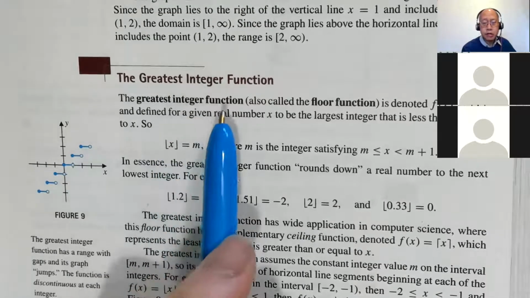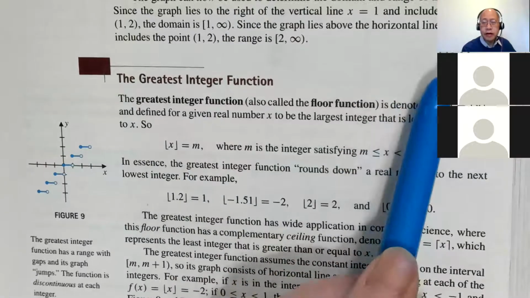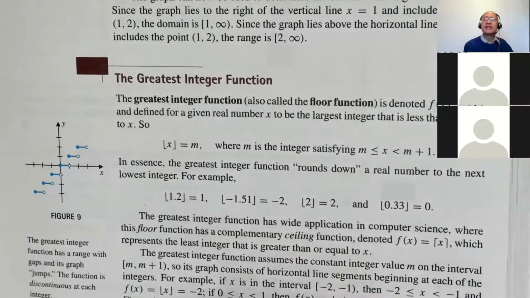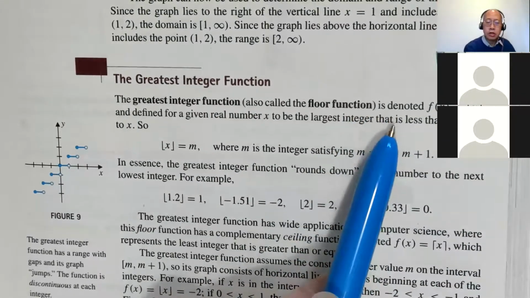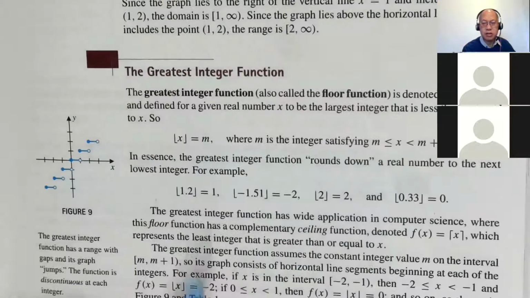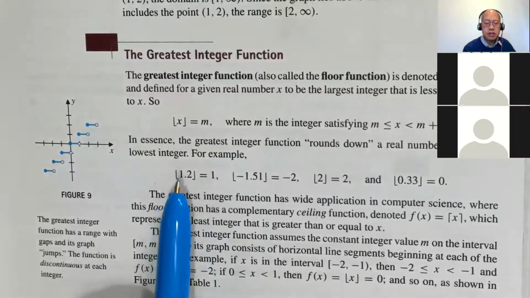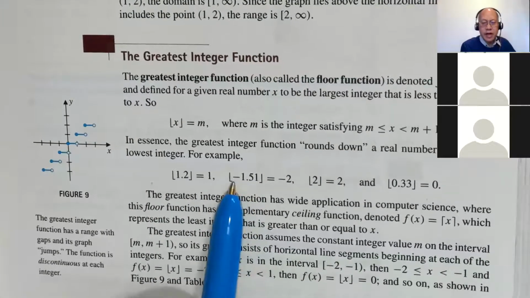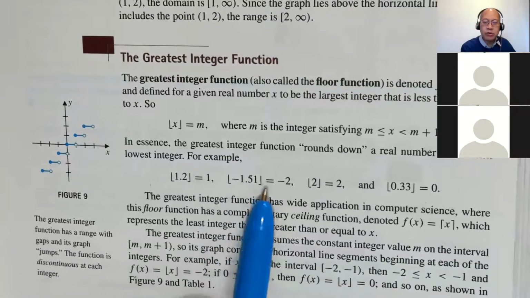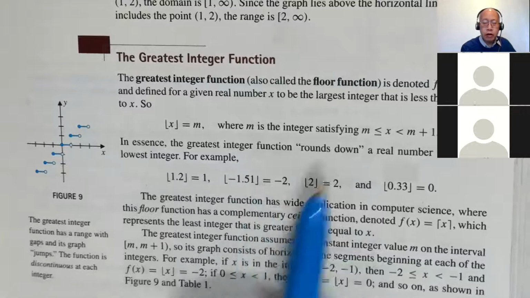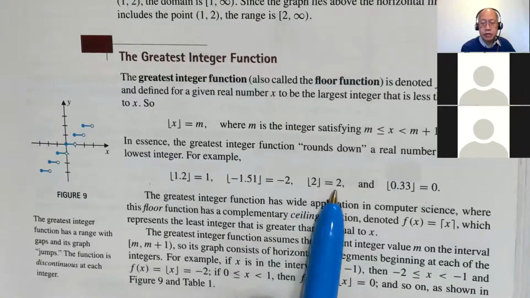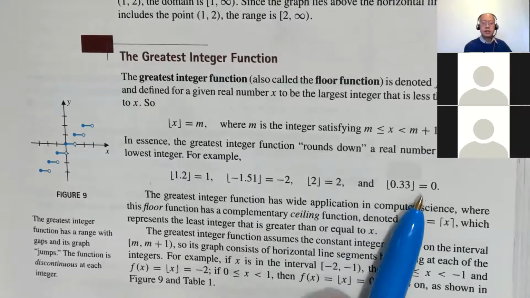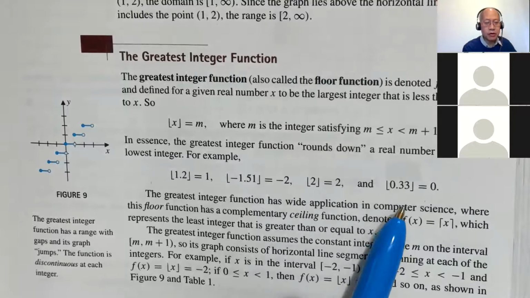Okay, greatest integer function. So if you already have an integer, the greatest integer function stays the same. For any fraction or decimal part, you always round down. You go down. You don't round off. You always go down for the greatest integer function. So the greatest integer function of 1.2 is 1. Greatest integer function of negative 1.51, you go down to negative 2. If you already have an integer, like 2, greatest integer is 2. Greatest integer function on 0.33 is just 0. So you always round down, so to speak.